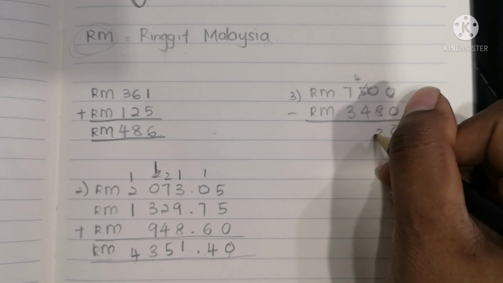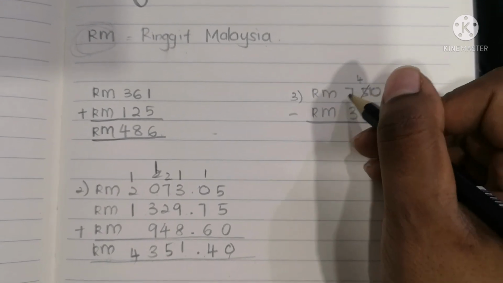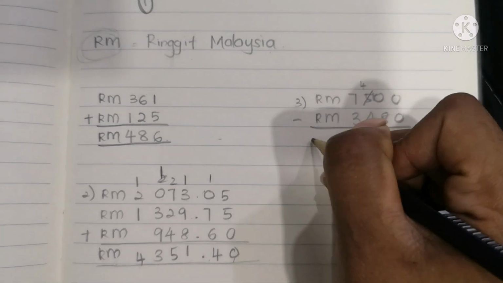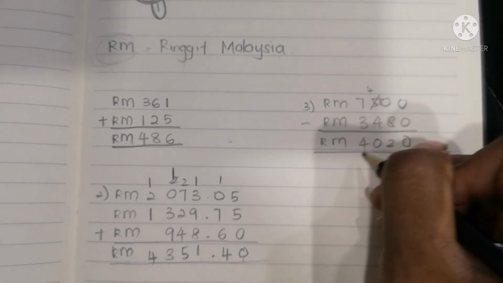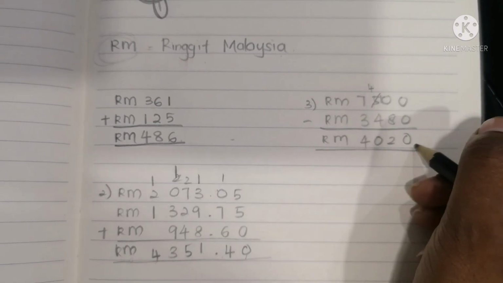10 minus 8, 2. Can we minus 4 minus 4? Can. It will become 0. And 7 minus 3 will become 4. Don't forget your symbol RM. So the answer will be 4,020 ringgit.